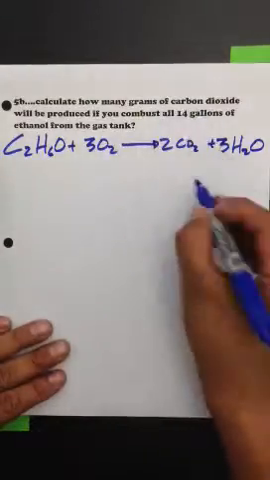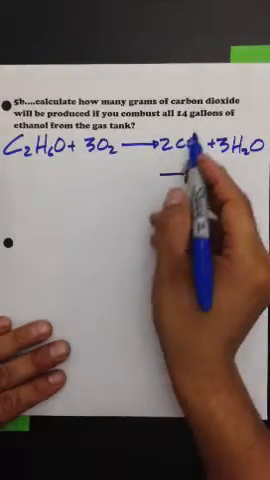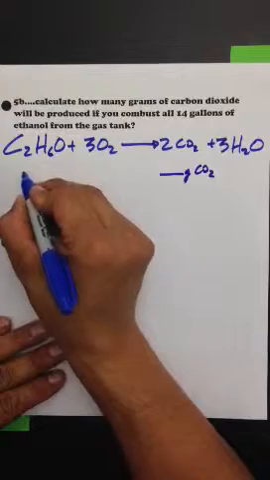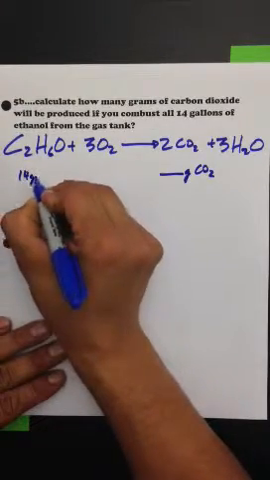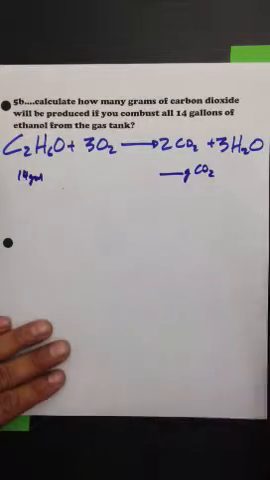Calculate how many grams of carbon dioxide will be produced if you combust all 14 gallons of ethanol from the gas tank. Well, here we go, folks.